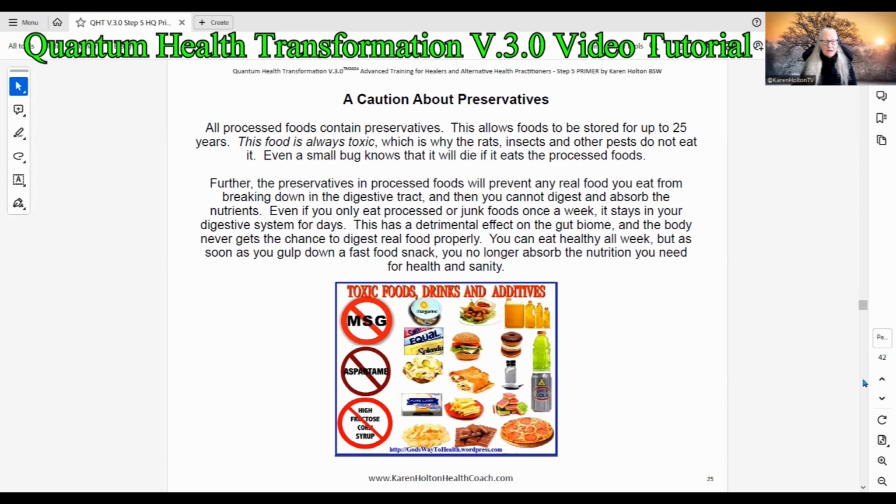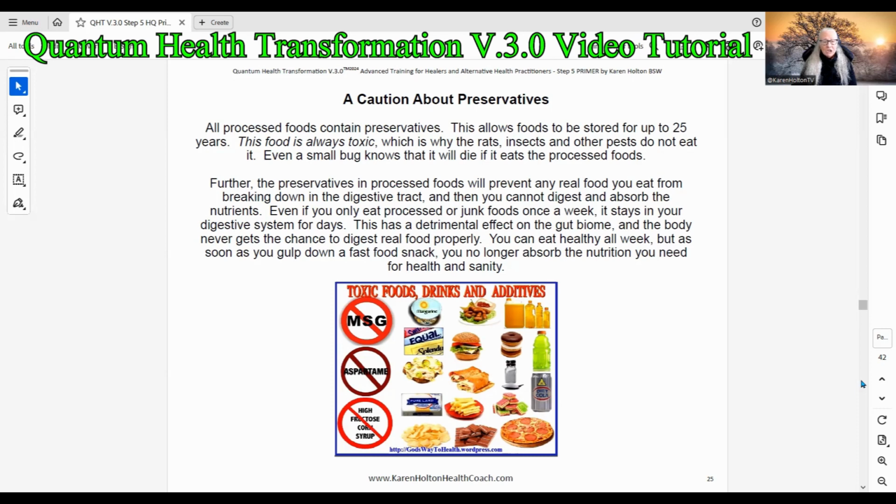Even if you only eat processed or junk foods once a week, it stays in your digestive system for many days. This has a detrimental effect on the gut biome, and the body never gets the chance to digest real food properly. You can eat healthy all week, but as soon as you gulp down a fast food snack, you no longer absorb the nutrition you need for health and sanity.